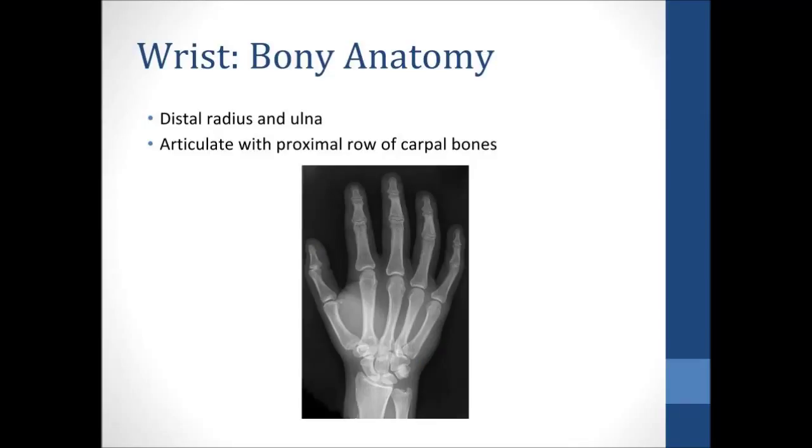The wrist joint is created by the distal end of the radius and ulna and the proximal row of carpal bones. The radius is the long bone on the thumb side. Where the radius, ulna, and carpal bones articulate is where most of the movement of the wrist occurs.